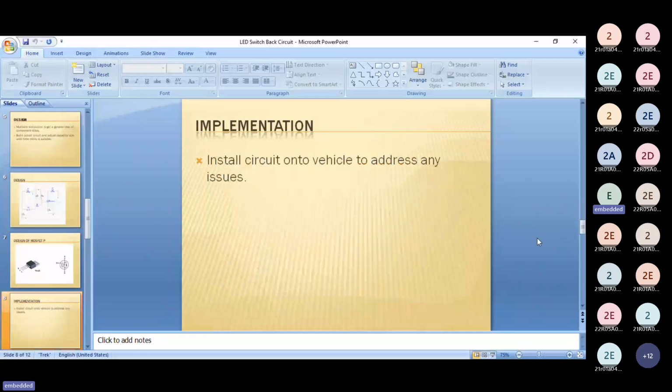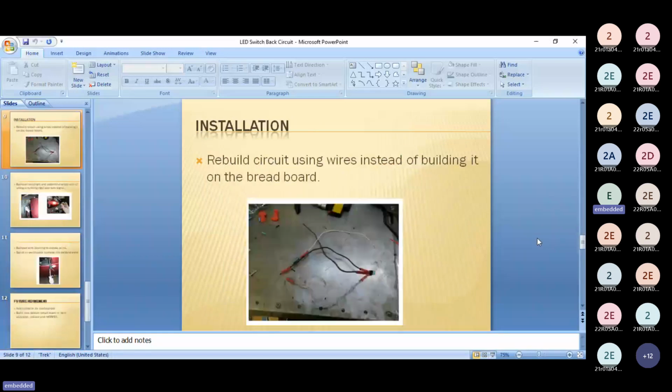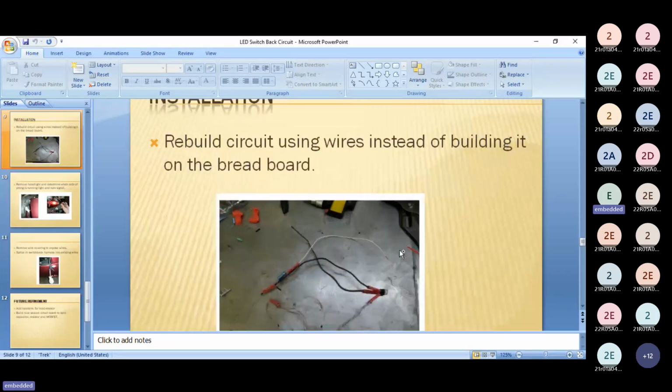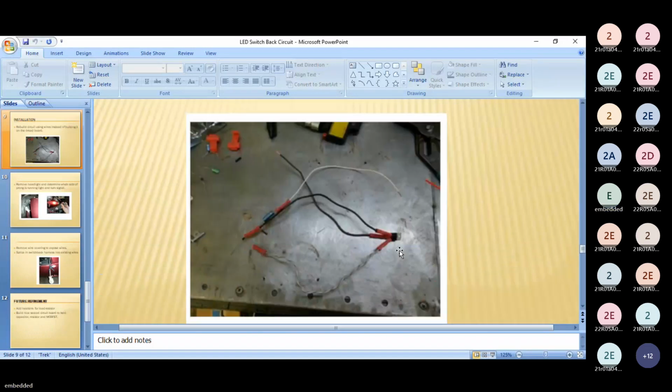So how the implementation goes through. First, we need to install the circuit onto the vehicle to address any issues. So later, installation of the circuit using wires instead of building it on the breadboard. So these wires are like here you can see the wires which are directly attached into the vehicle. Okay, here we are not using any type of breadboard to attach the wires.